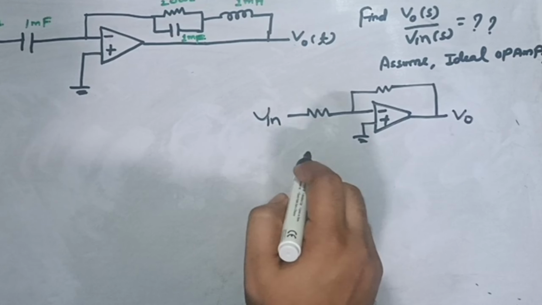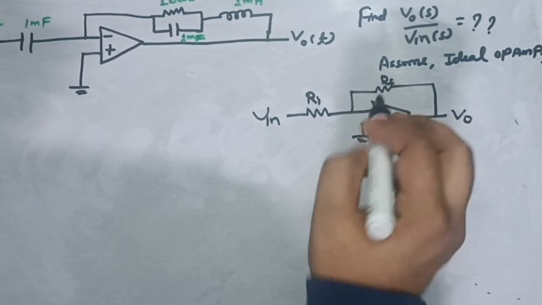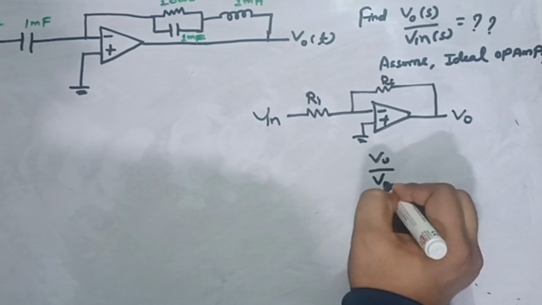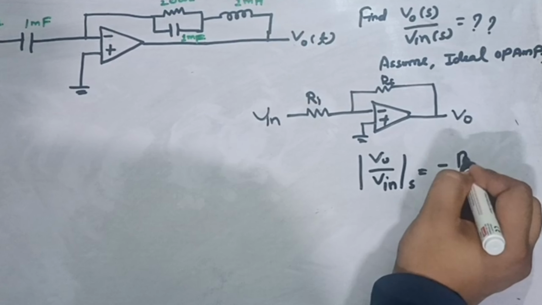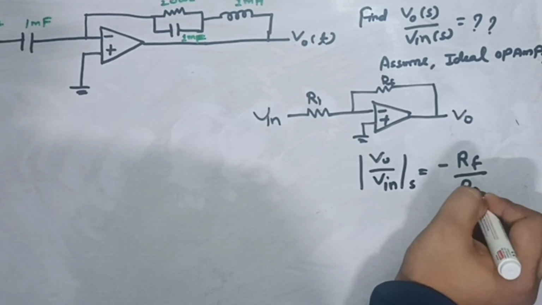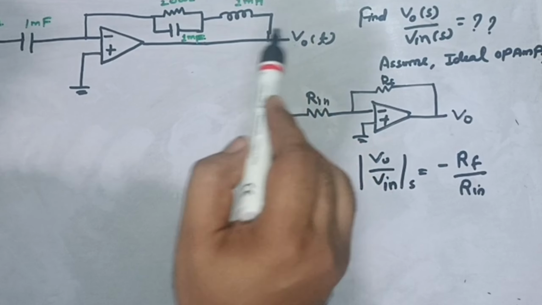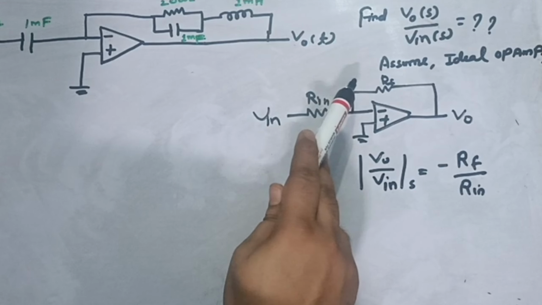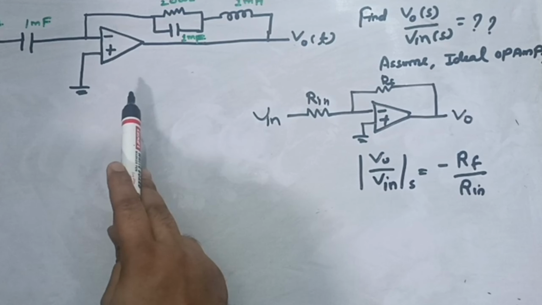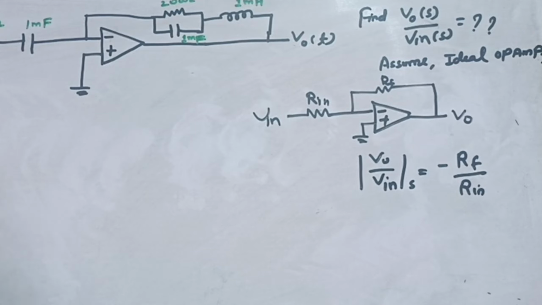For this inverting configuration of op-amp, if I have to write the transfer function, I can write V naught upon V input in Laplace domain would be equal to minus RF upon Rin. RF is basically feedback resistance and Rin is input resistance which is applied here. Similar kind of structure is given in this question also. It is given in the question that we can assume the op-amp as ideal and we need to find out the transfer function. These kind of questions are quite common in GATE exams and even in your undergraduation exams also.